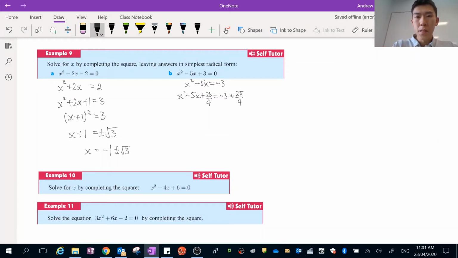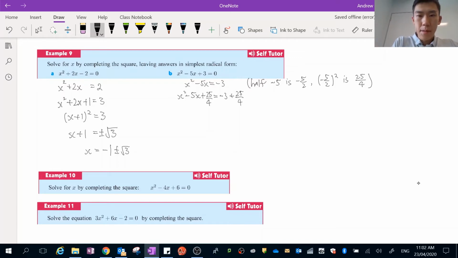Okay, so maybe I'll write that here. Half negative 5 is negative 5 on 2, and then negative 5 on 2 squared is 25 on 4. So you will have to use fractions if the coefficient of your x is an odd number.